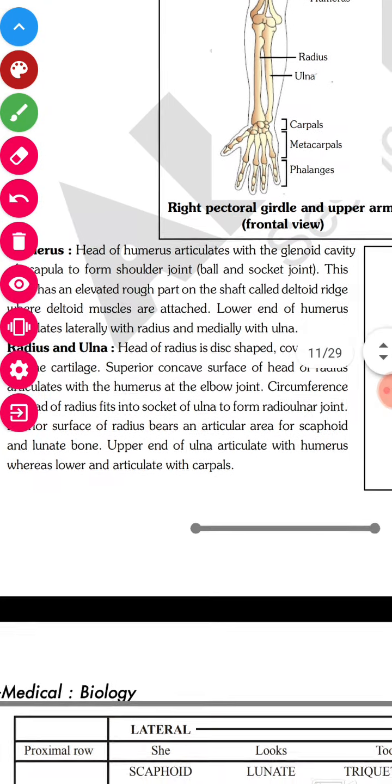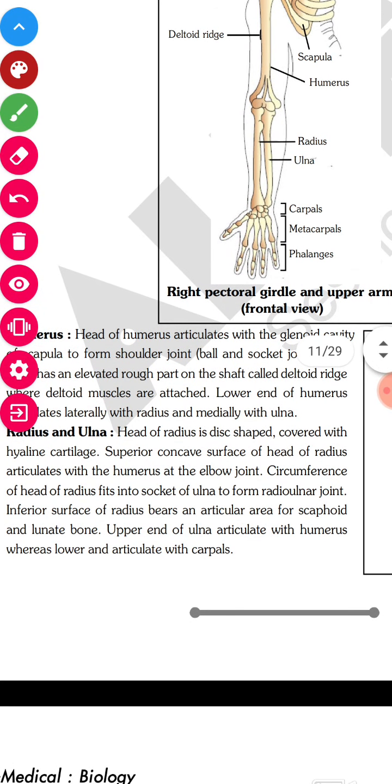The upper end of the ulna articulates with the humerus. See, this is the ulna. This upper end, you can see over here, is articulated with the humerus, whereas the lower end of the ulna, you can see over here, is articulated with the carpal.